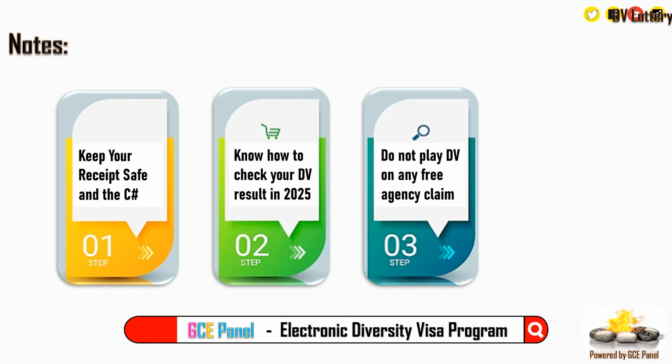If you are doing it on your own, make sure you use only the link we have given above. This here, you can type it: Electronic Diversity Visa Program or dv.us.state. You can use any of them. When you get that link exactly as you saw it up there, that's where you're going to play. There is no other place where they play this thing.